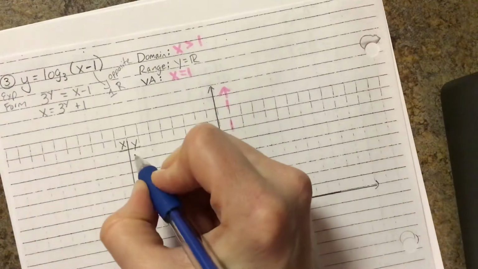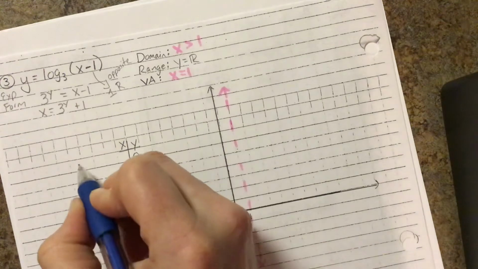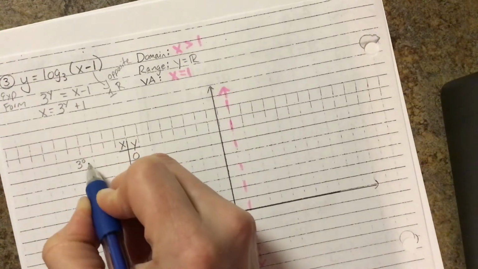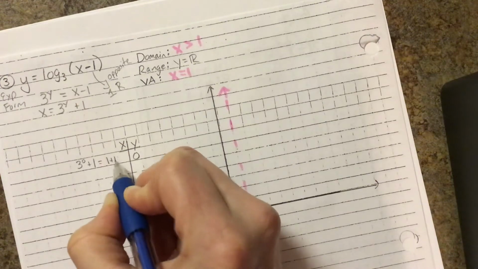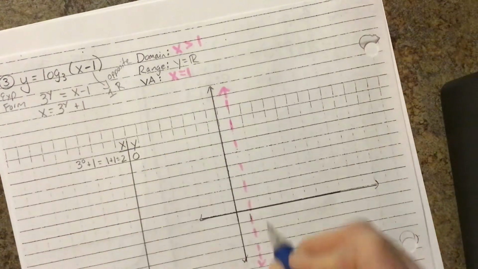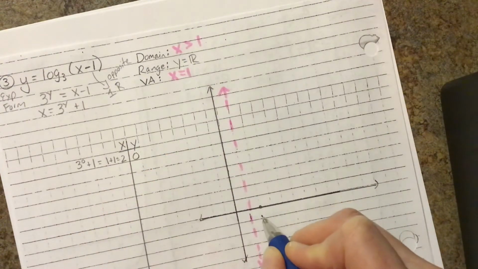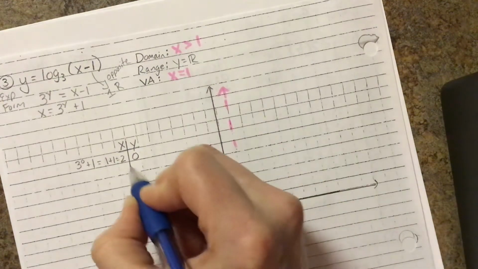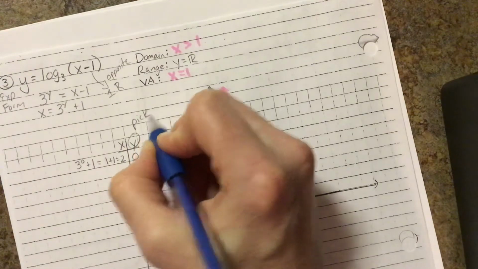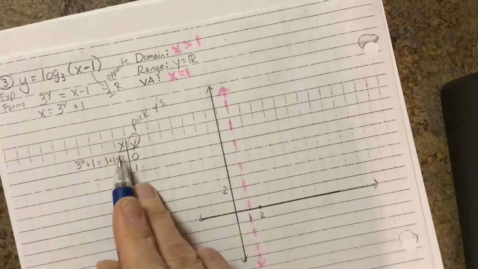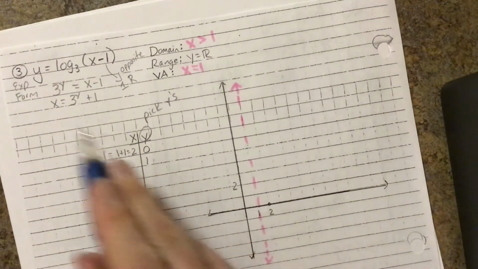Okay? Now let's see. Will 0 work this time? 3 to the 0 plus 1. Anything to the 0 power is 1. 1 plus 1, 2. Nice. First point: 2, 0. All right, let's pick y's. Remember, you're picking y's. This is very unusual. Normally you're picking x's. This time we're picking y's on the log.